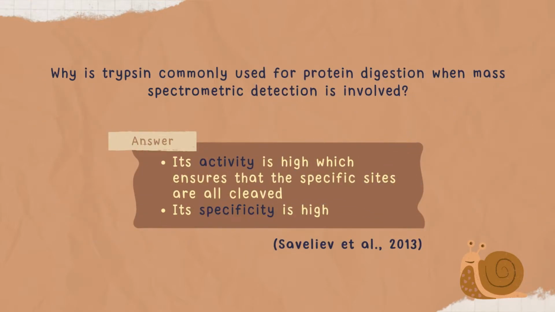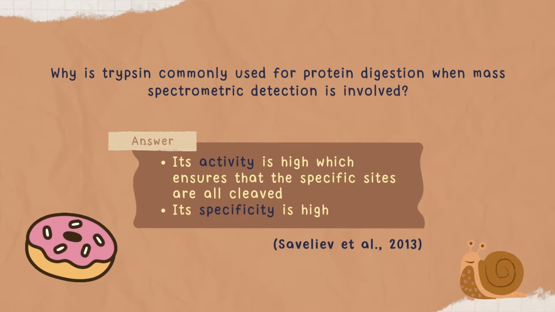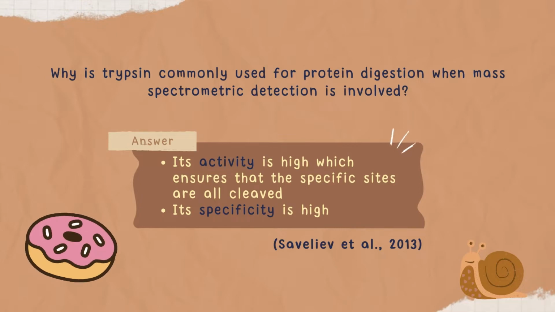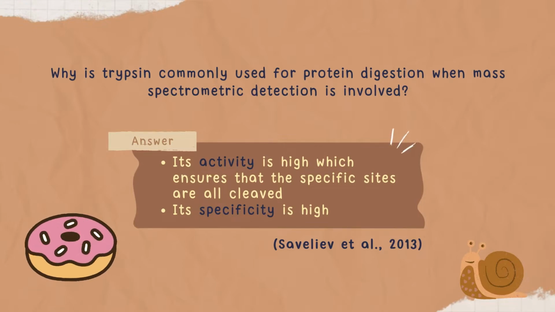For the last question, why is trypsin commonly used for protein digestion when mass spectrometric detection is involved? So trypsin is commonly used because, first, its activity is high, ensuring that the specific sites are all cleaved, and second, its specificity is high, where it cleaves only the peptide bond beside the carboxyl group of arginine and lysine.